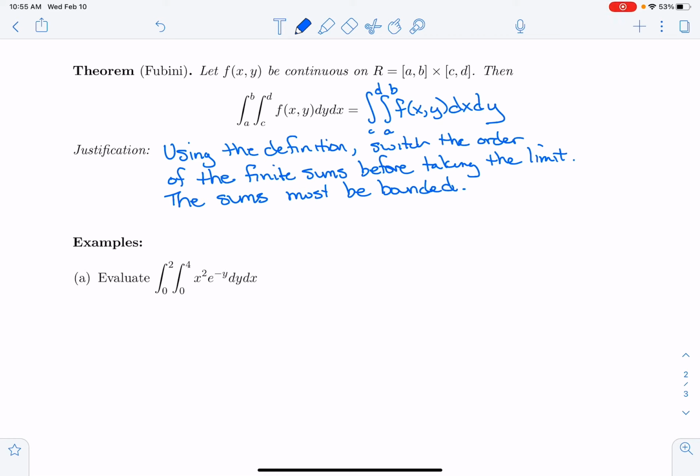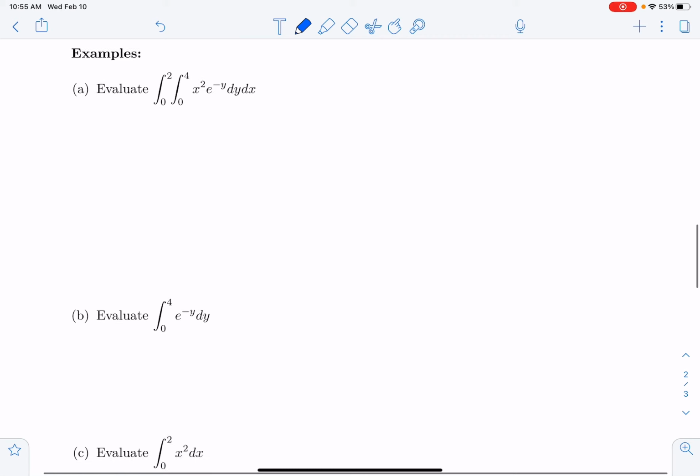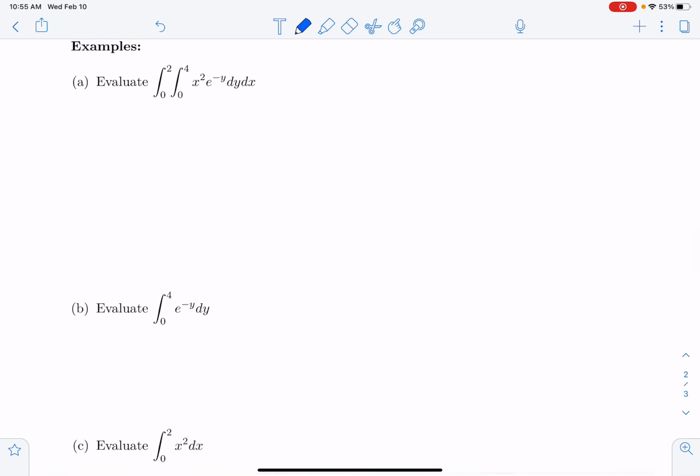Okay, so that gives us essentially two methods to evaluate a double integral. We can evaluate it first with dy, then dx, or we can evaluate it first with x being the variable and then y. Okay, I would like to do just a couple more examples. This is another double integral. It's the integral from 0 to 2, then 0 to 4 of x squared e to the minus y dy dx. Okay, so I want to evaluate this double integral.